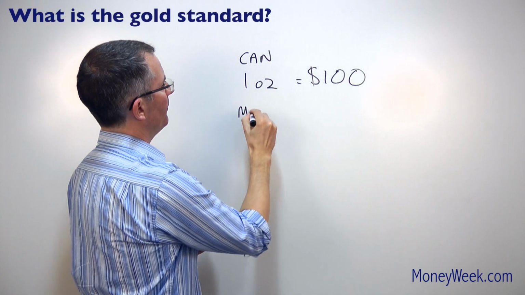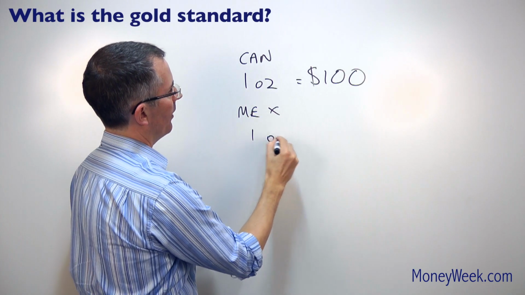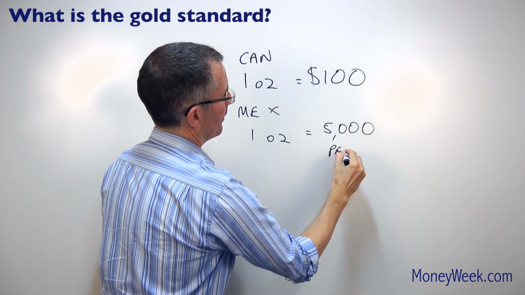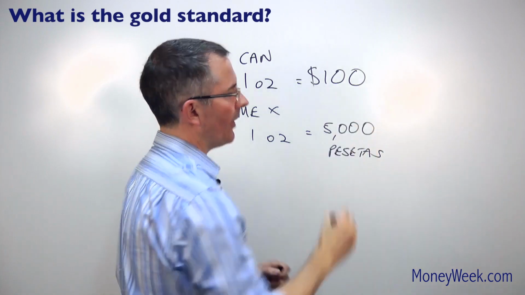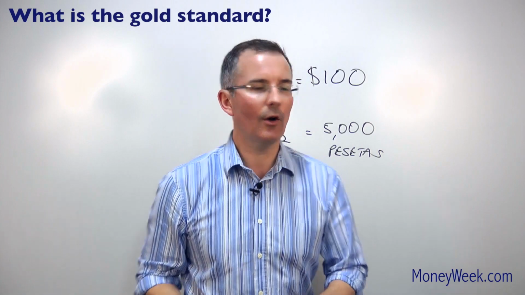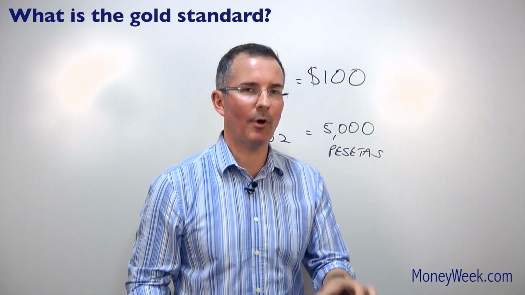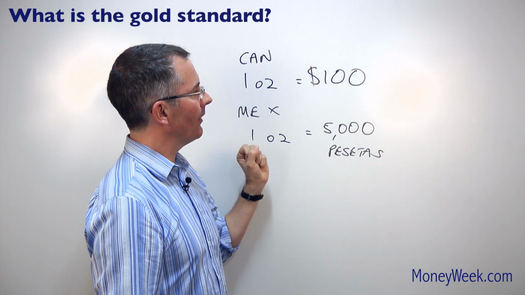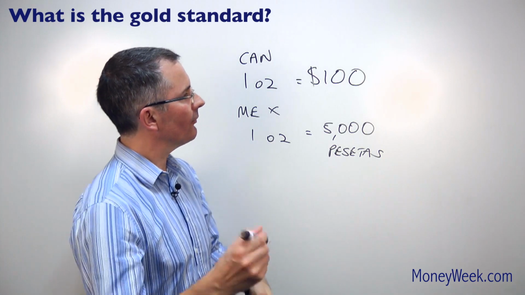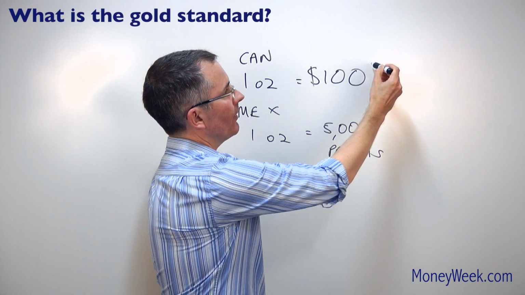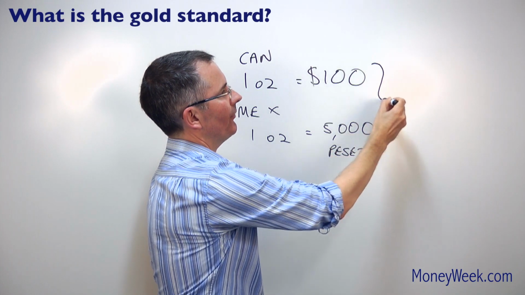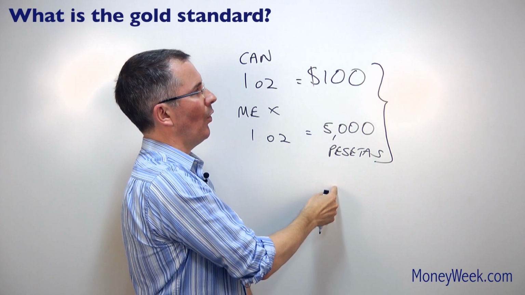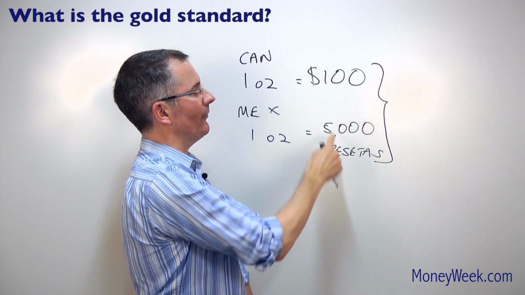And the Mexicans say 1 ounce of gold is worth 5,000 pesetas. Okay, I hope I've spelled that correctly. Or 5,000 pesos. Okay, apologies to any Mexican viewers out there. Now, these two central banks have declared the value of gold in their currency. So what? Well, that almost, it's called triangulation, but it's just drawing the obvious conclusion, fixes that exchange rate. You could say, well, almost QED, if that's fixed and that's fixed.